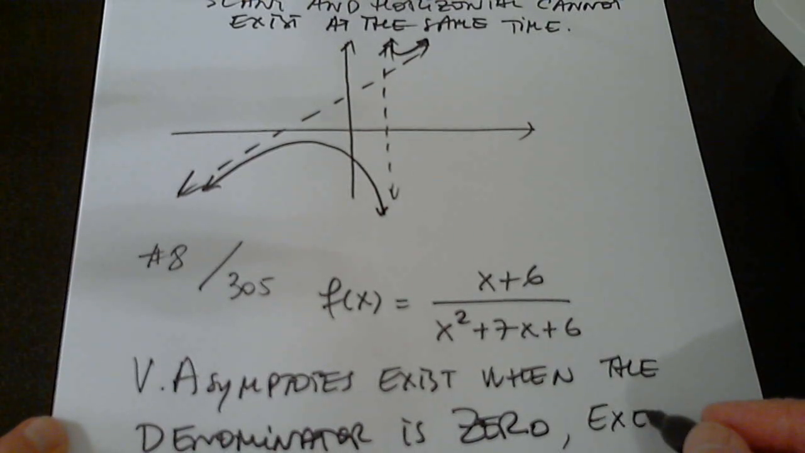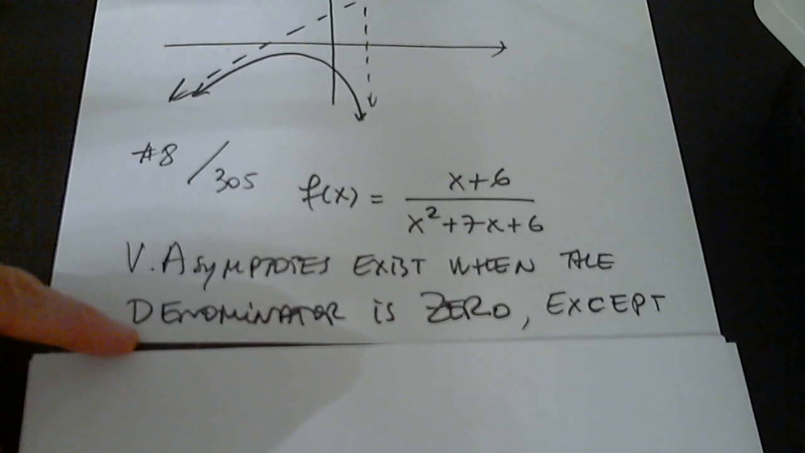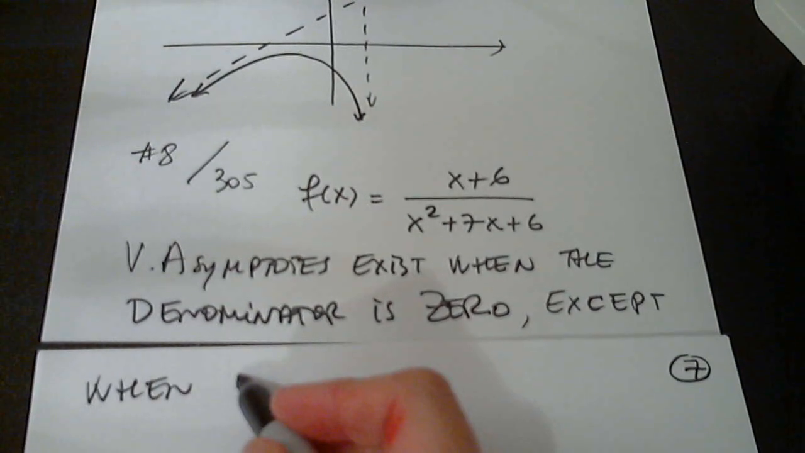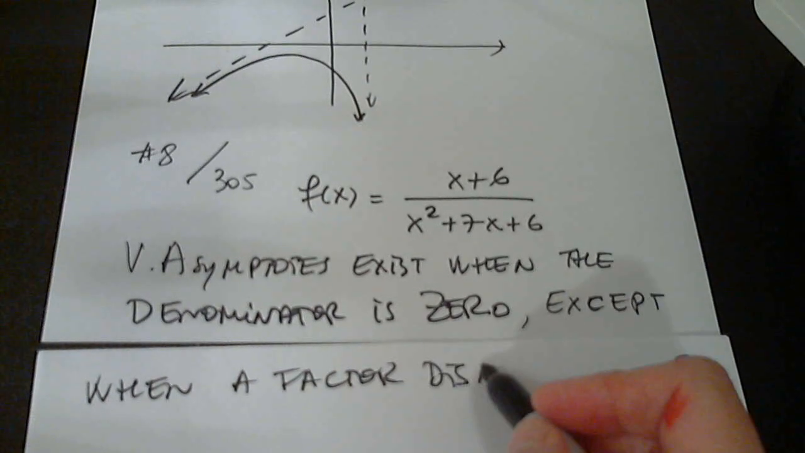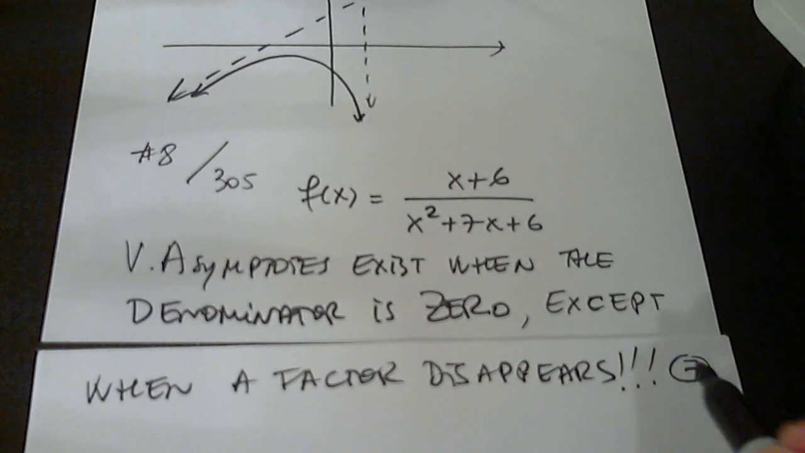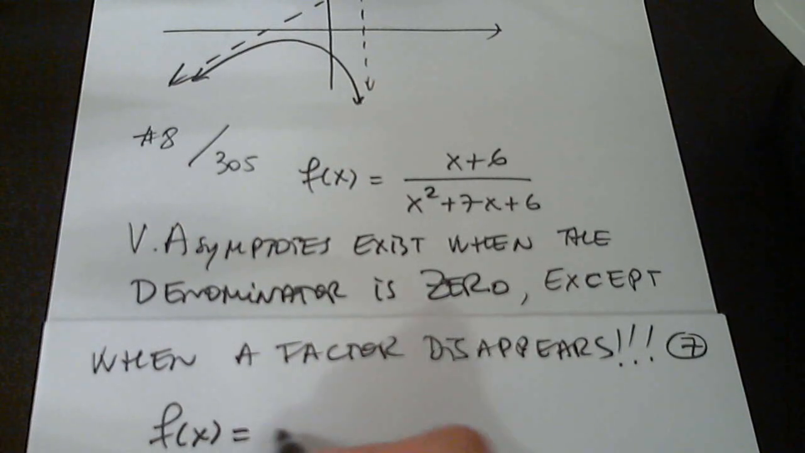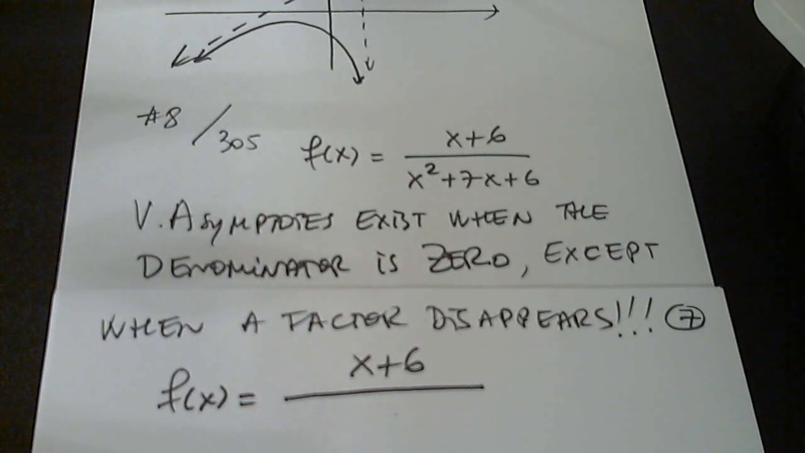except when a factor disappears. What does this mean? Okay, so let's look at this function. I'll explain. Can anyone give us the factored form of the denominator?